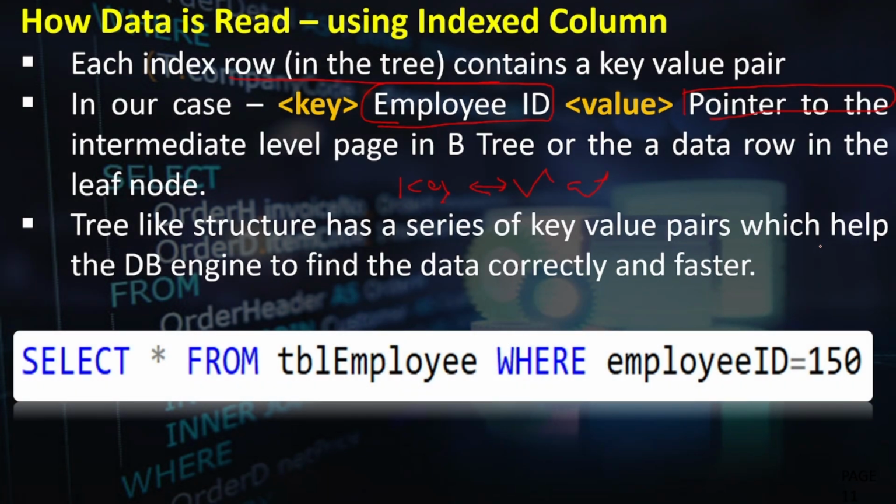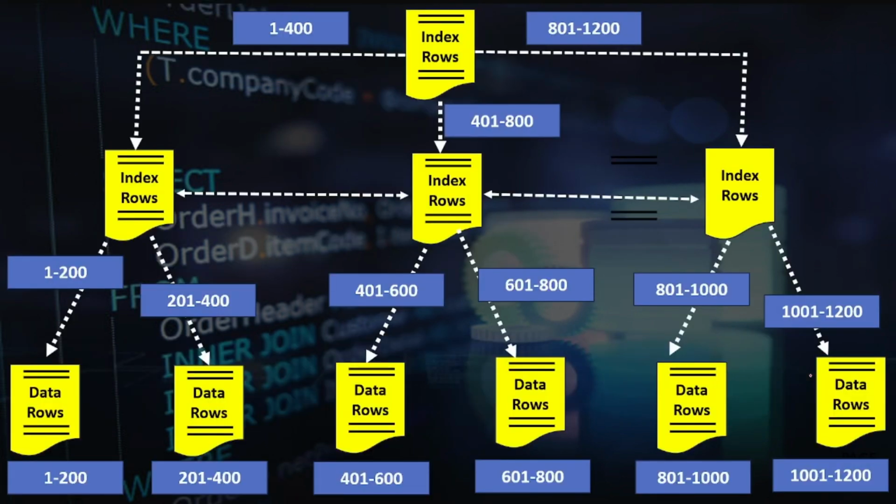Now you are going to write a SQL statement. The SQL statement is select star from employee where employee ID is 150. This looks like a very simple SQL statement, but if you have not introduced indices, or if you don't know how the data has been stored internally, you actually don't know how it gets executed. So let's deep dive into how the SQL Server Database Engine works and tries to find the data. So we know that there is a tree structure.